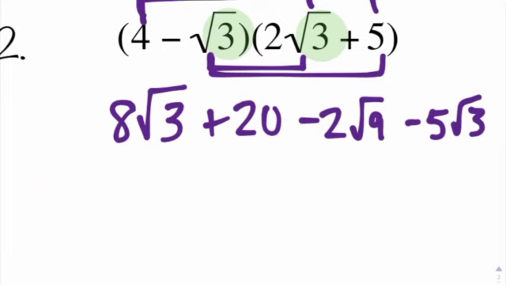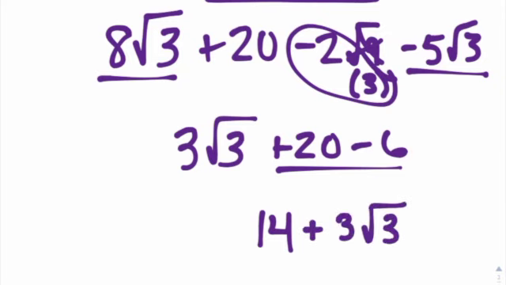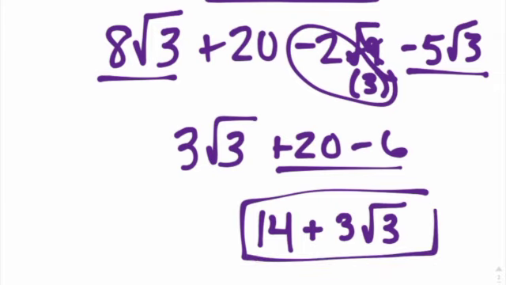Now, we're going to clean things up a little bit. I have like terms right here and right here. I also have this radical 9. Square root of 9 is 3. So I can just do negative 2 times 3. So I'm going to clean this up a little bit. 8 radical 3 and negative 5 radical 3 is 3 radical 3. And then plus 20, and then I have negative 2 times 3, which is negative 6. Which turns out, and I like to write the numbers first and then the radicals, so I'm going to do this first, and then plus the 3 radical 3, though it doesn't really matter the order. And that's it.